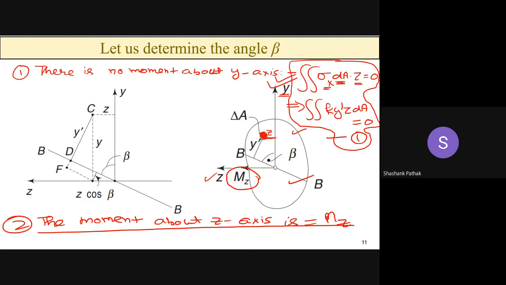How much force? So let us take this element. On this element, what is the distance of this element? Let's say y is the distance, this y. So for this y, what is the moment coming from this element? Okay, what is the stress acting on this element?